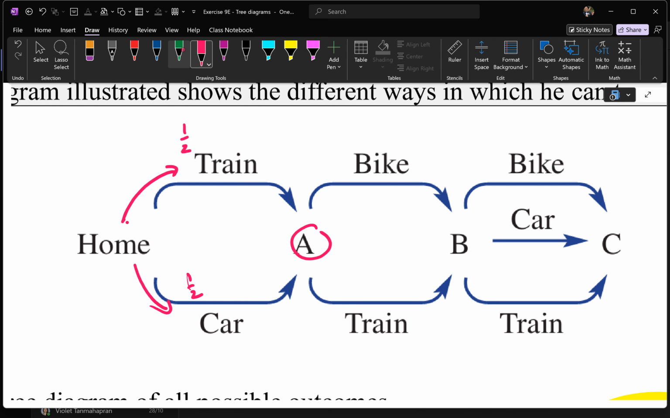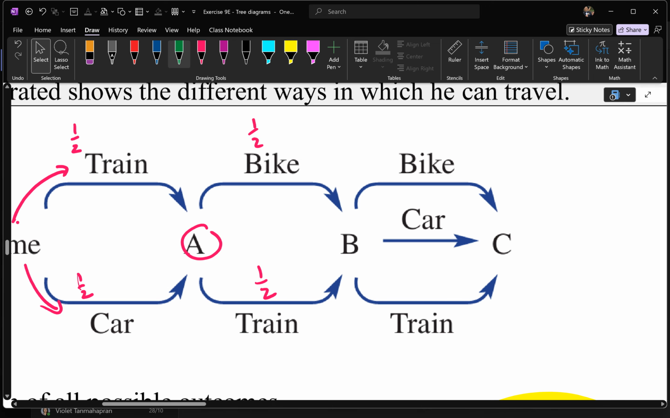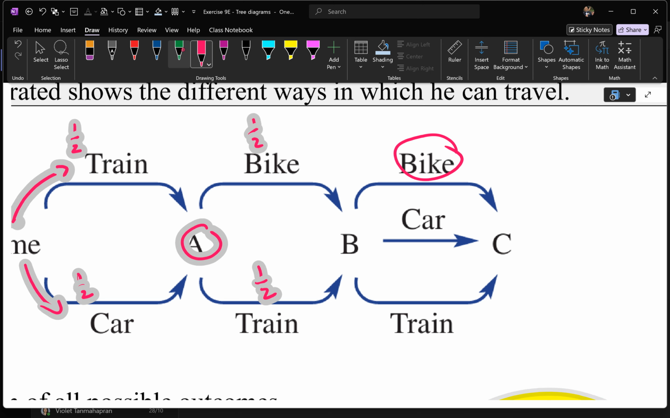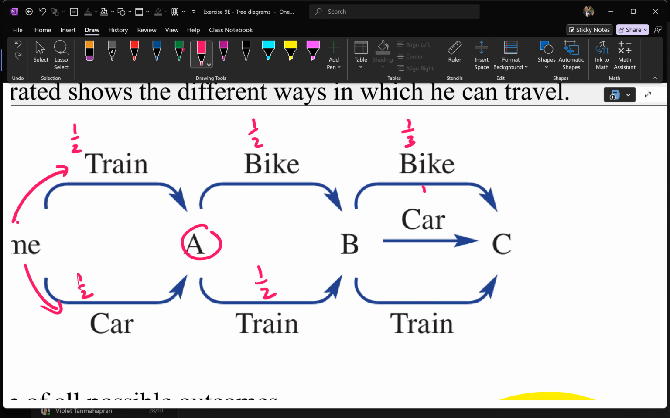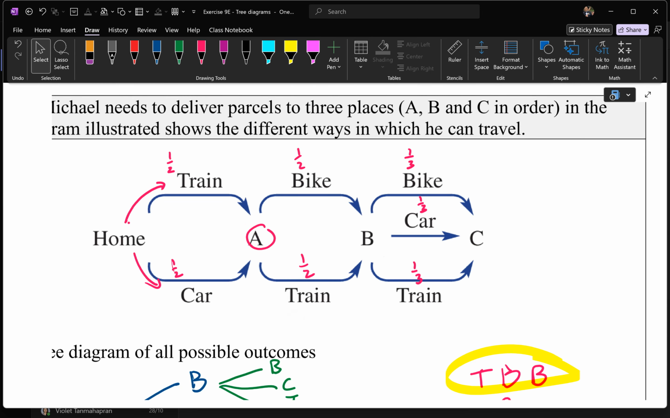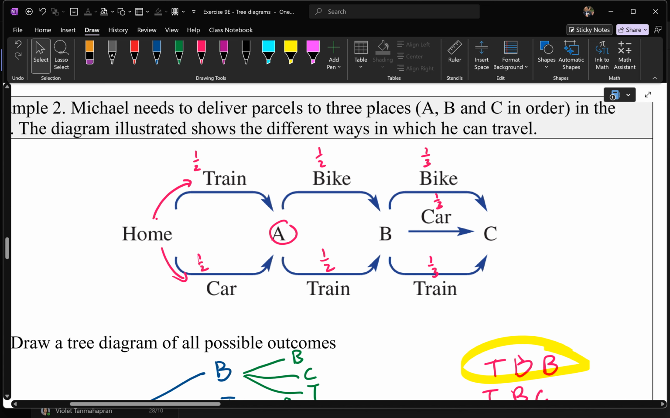What about once you get to A? What's the chance of you picking a bike or a train? What's the chances? Should also be 1/2. But the difference is the third one. From B to C, what's the chance of going on a bike again? It's not 1/2. This time it is. What is it this time? What's the chances? Bike, car, train? 1/3. So you got a third of a chance to get a bike, a third of a chance to choose a car, and a third of a chance to choose a train. So when you're filling out your tree diagram, make sure to put in the percentages or the fractions, because that helps you calculate the answers later.